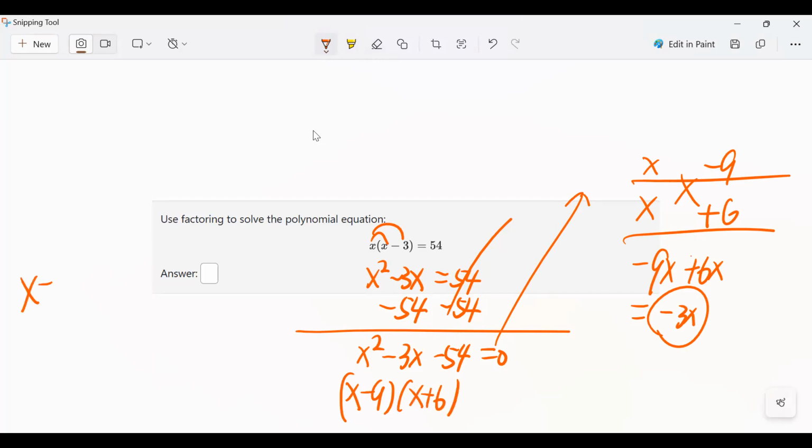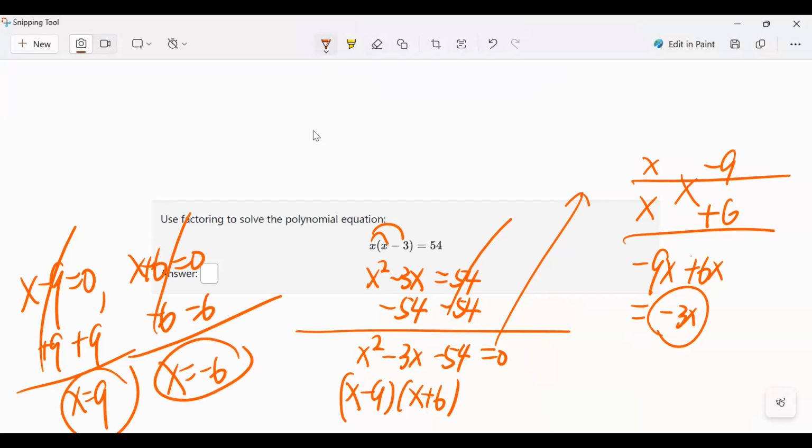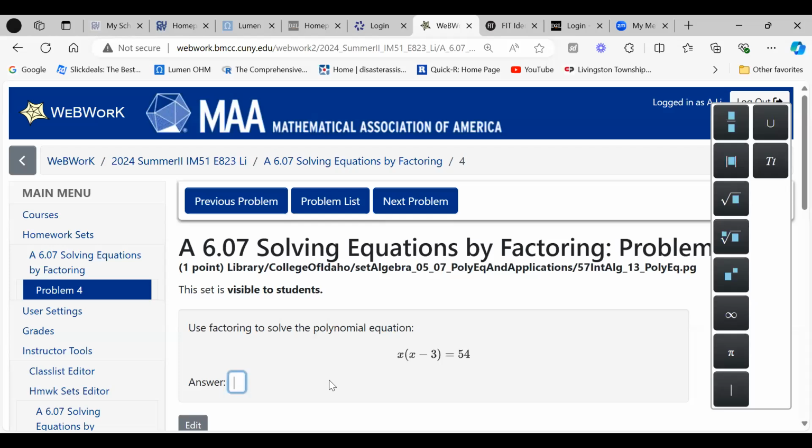I get two solutions. x minus 9 equals 0 and x plus 6 equals 0. Adding 9 on the left, x equals 9. Then x equals -6. Okay. Any questions about this? x equal to 9 or x equal to -6.